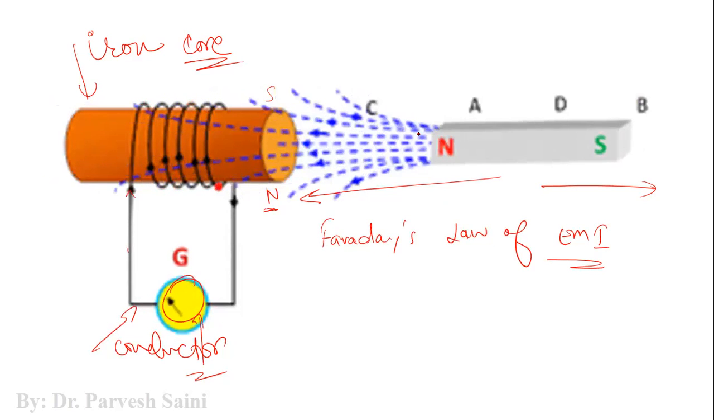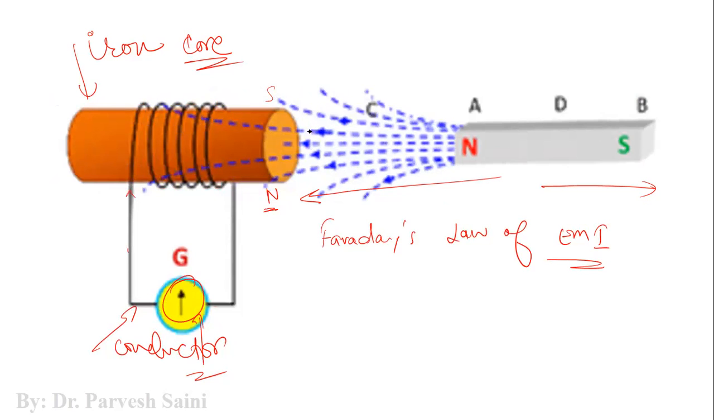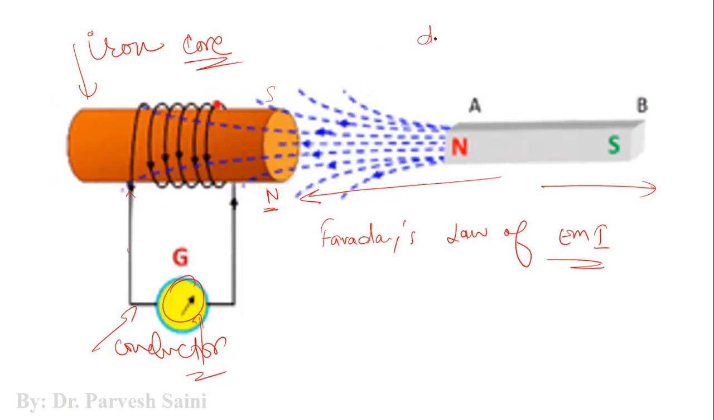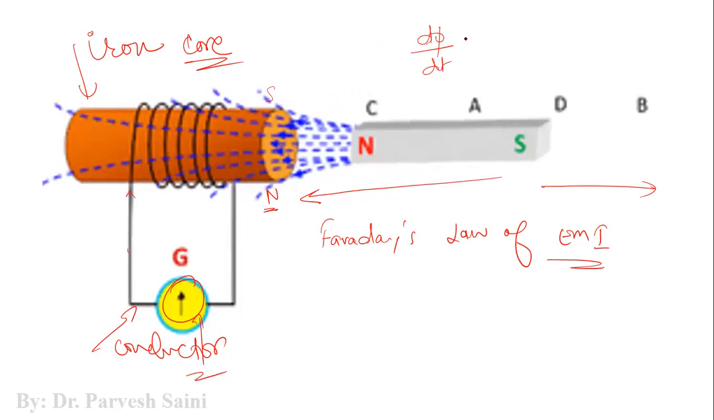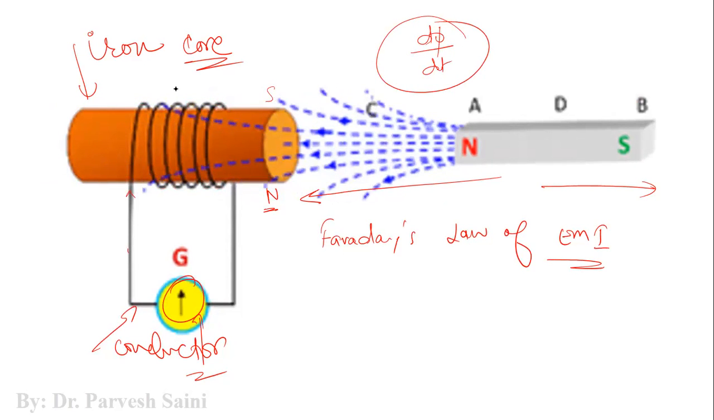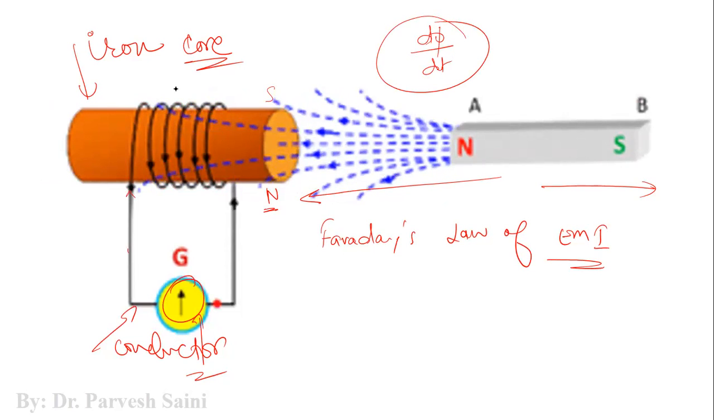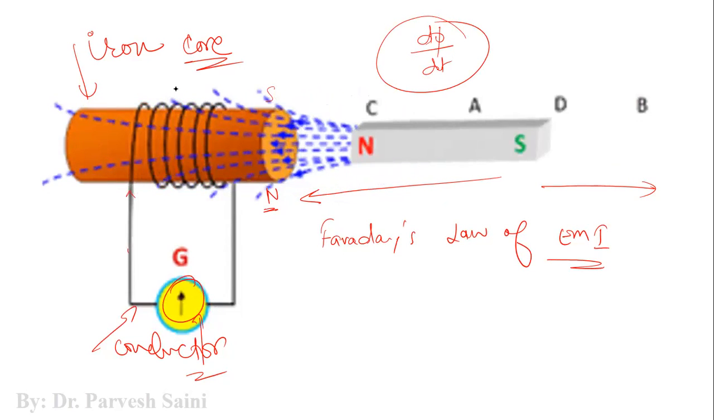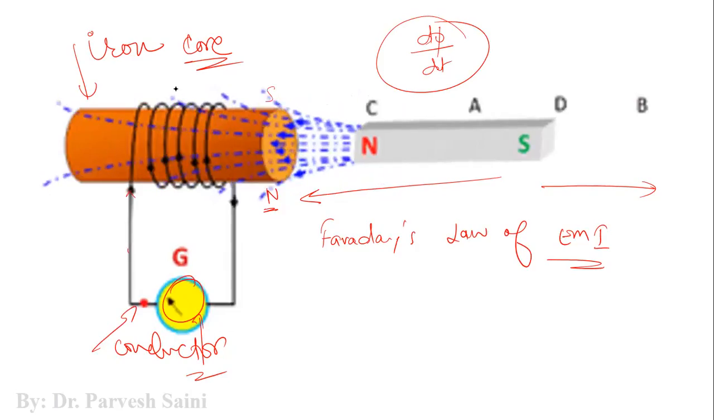Now why are we moving this magnet? So that we can have the varying flux, we can have that factor d phi by dt. So this d phi by dt is very, very important to have the EMF induced in the conductor, and this becomes the principle of various electrical machines including the transformer.